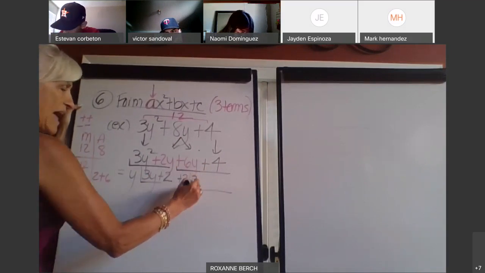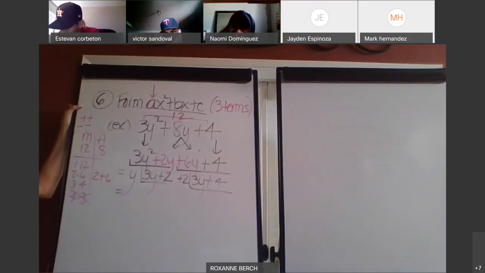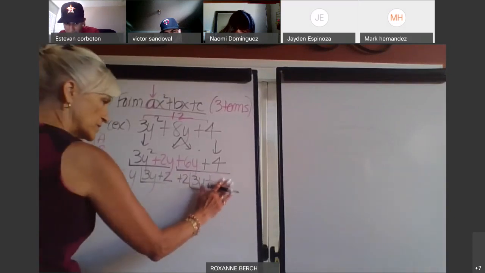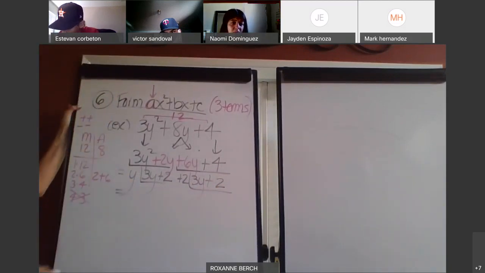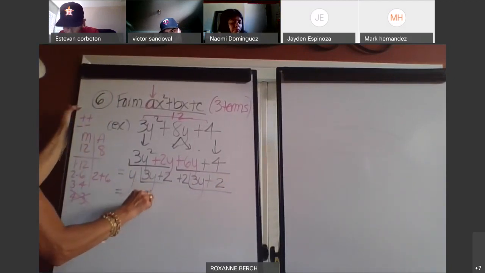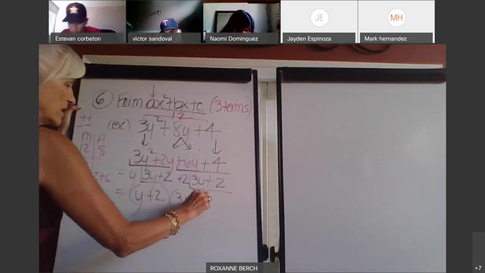2 times what is that? 3y. 2 times what is 4? And do the cakes match? Hold on, that's not right. 2 times 2. The cakes match, right? So your answer is y plus 2 times 3y plus 2.